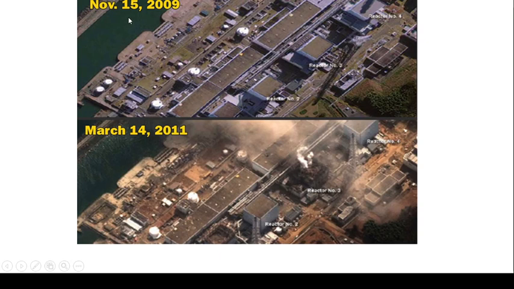Here also, on 15th November 2009, there was an atomic power plant like this, where there were four reactors, reactor 1, 2, 3, 4 of the company. But after the explosion on 14th March 2011, you can see in reactor 3 how the smoke came out and how the reactor burst, and this area was completely affected by the blast. So likewise you can see the changes by temporal resolution.